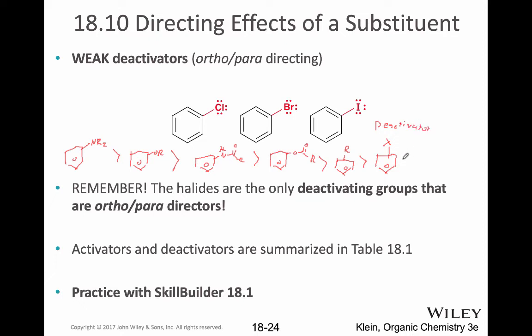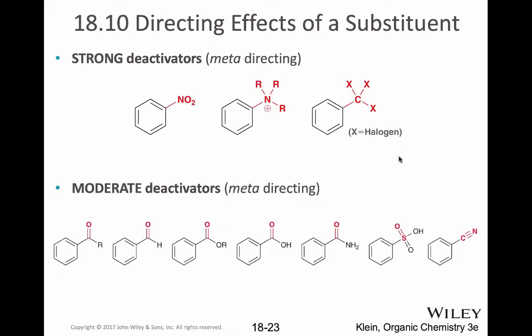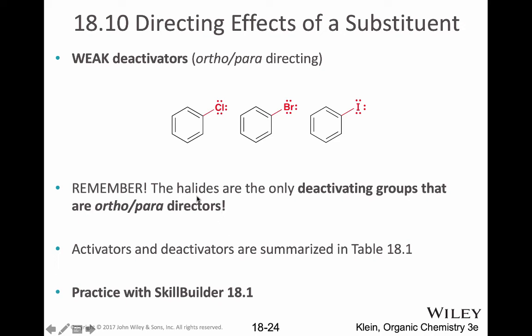The halogens are really the tipping point. These are all activators, and once you get to the halogens, you get into the deactivating range. Then slightly more deactivating than the halogens are going to be these groups right here, and the most deactivating are the nitro groups. Remember, the halides are the only deactivating groups that are ortho para directors. If you go back and look at that listing, the halides are the only things that are both deactivating and ortho para directors.